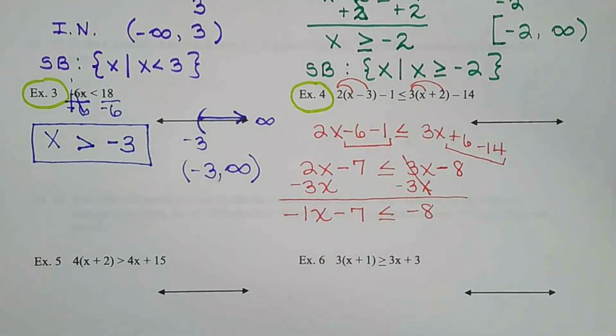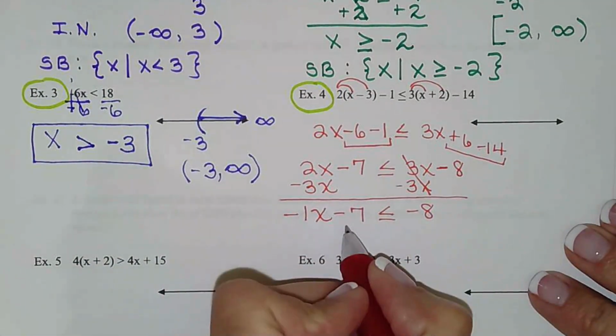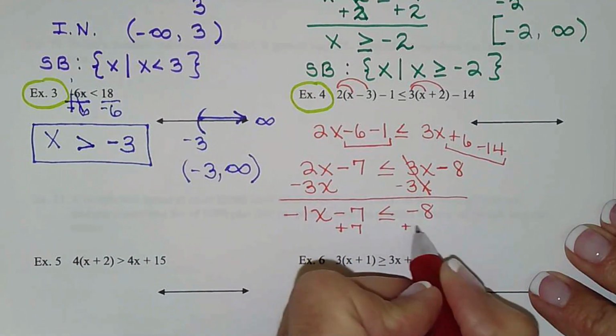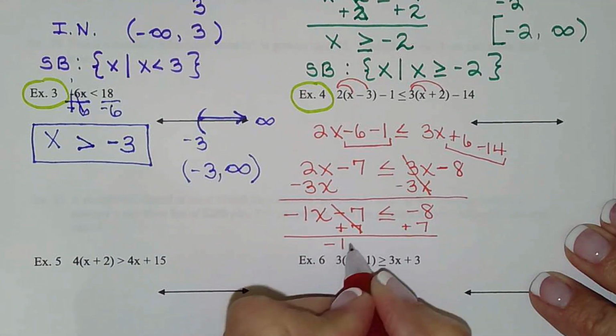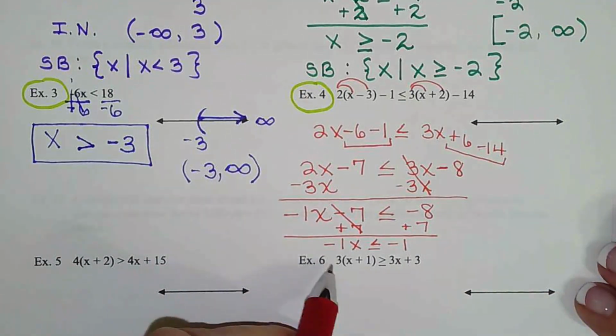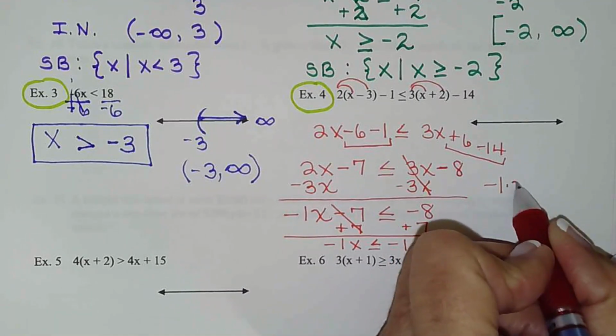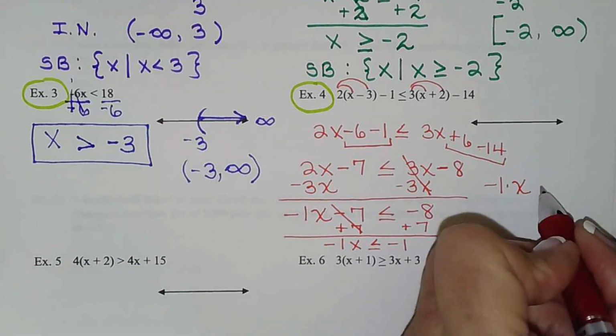We haven't done any division. Like I said, division's always the last step. So you're not going to be flipping the symbol unless it's the last step. And you're dividing by a negative. So I need all of my constants to the right. So do the opposite, just like when solving an equation. And we get negative 1x is less than or equal to negative 1. So negative 1 times x is less than or equal to negative 8 plus 7 is also negative 1.